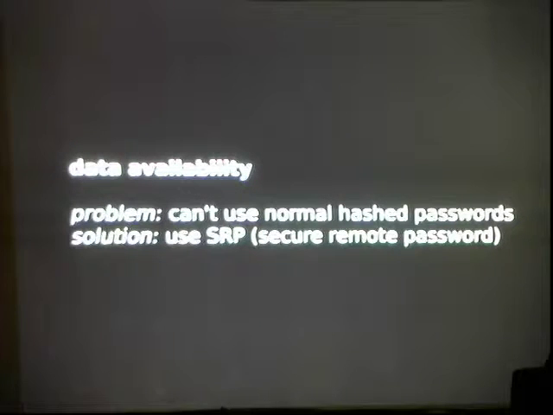So there's a bunch of solutions to that, but we chose SRP, Secure Remote Password. It's been around for a while. It's a little hard to implement. It involves this back and forth exchange where you negotiate a proof to the server that you have the password without the provider having access to that password itself. So it's a zero-knowledge proof two-pass authentication scheme.